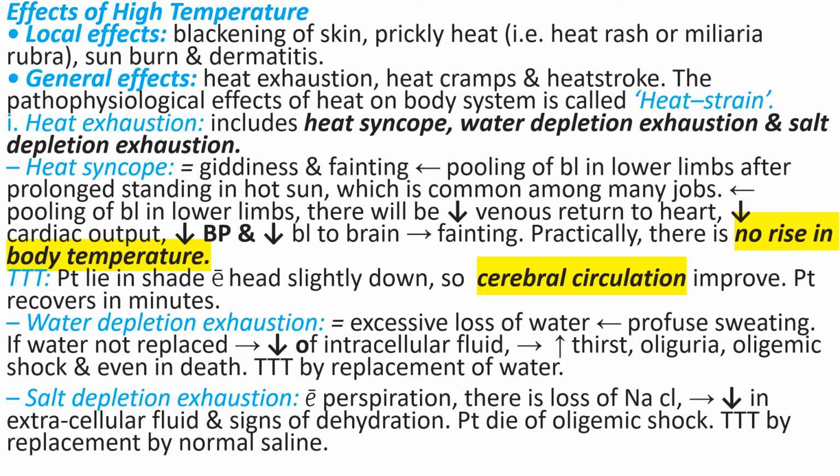Due to pooling of blood in lower limbs, there will be decreased venous return to the heart, and so decreased cardiac output, decreased blood pressure, and decreased blood to the brain, all of which will lead to fainting. Practically, there is no rise in body temperature during heat syncope. Treatment: the patient lies in shade with head slightly down, so cerebral circulation improves. The patient recovers in minutes.